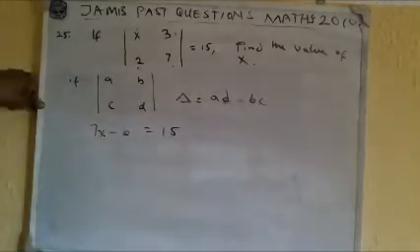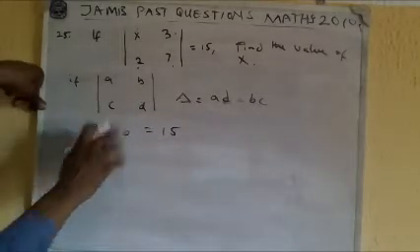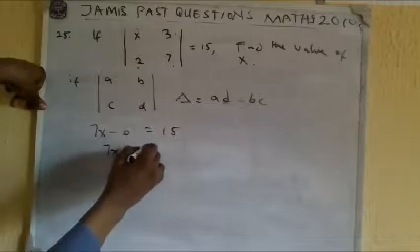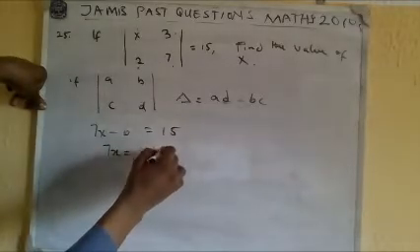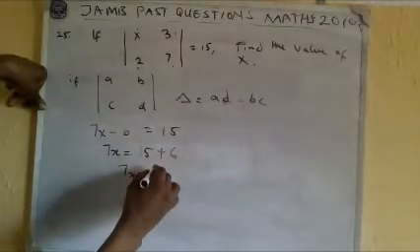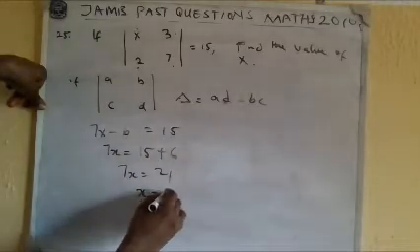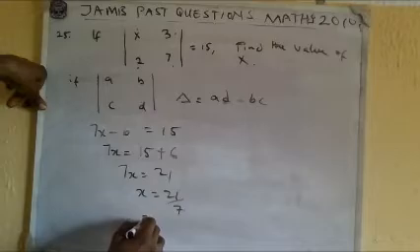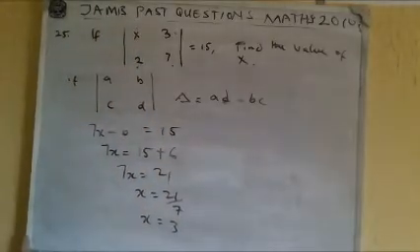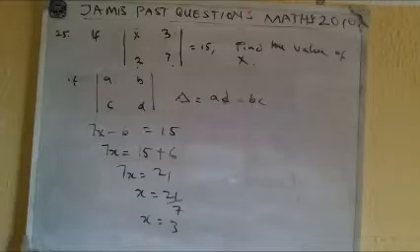It's a linear equation. So minus 6 goes over to meet 15. When it crosses over, it becomes plus 6. So 7x is equals to 15 plus 6 is 21. x is equals to 21 over 7. x is equals to 3. So 3 is supposed to be here to make that determinant true.